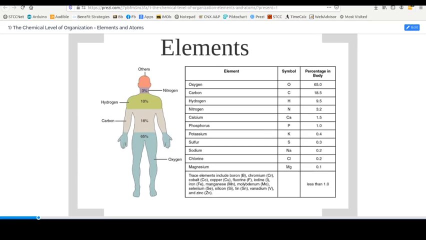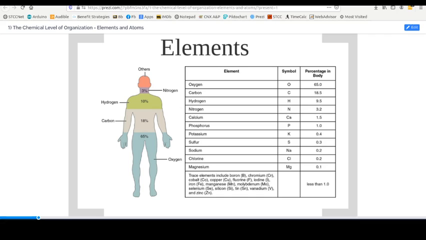Elements are the fundamental substances that make up everything around us. An element is a pure form of matter that cannot be created or broken down any further through normal chemical means. There are a lot of different elements. We'll look at a table of them organized in a periodic manner in a little bit.